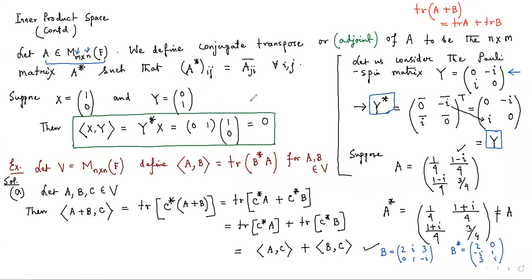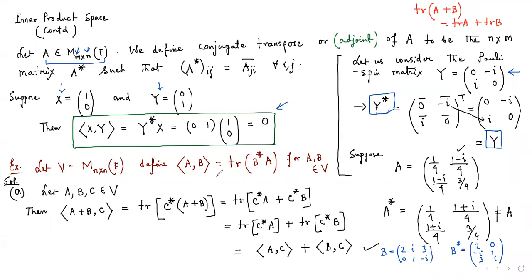Now here I am defining a special type of inner product, which can be defined in the following manner. Suppose we have two column matrices, capital X and capital Y, as given below. By the inner product of these two column matrices, what I actually mean is the following: we consider the conjugate transpose of the Y matrix and multiply that from the right-hand side by capital X, whose result is zero. The conjugate transpose of this column matrix 0, 1 would be the row matrix 0, 1, and the result would be a number.